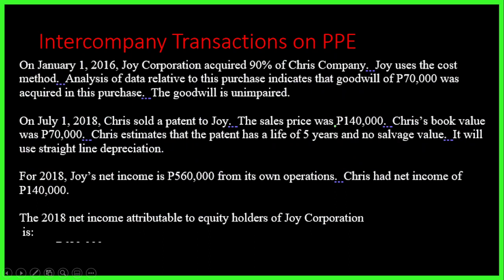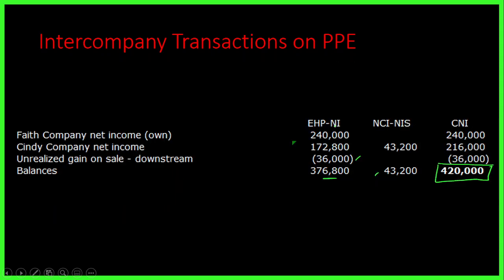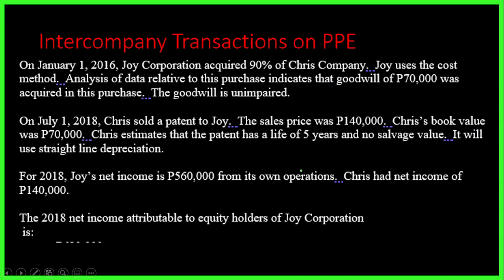Okay, so, let's continue. This one, it's asking for 2018 net income attributable to equity holders of Joy Company. So, this time, it's not consolidated net income. Balik tayo sa previous problem, no? Ito ang tinatanong sa atin ngayon. Ayan. Okay, so, ingat lang tayo.